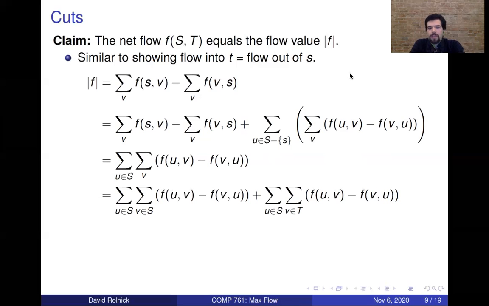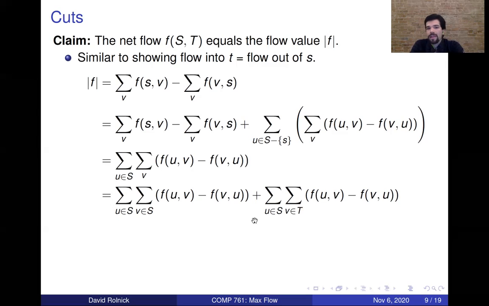So let's break this up now. We can break up the summation for V. We can say, okay, either V is in S, because some of these terms are going to be really easy, and we'll see why in a moment, or the alternative is U is in S and V is in T. So this is the stuff across the cut.